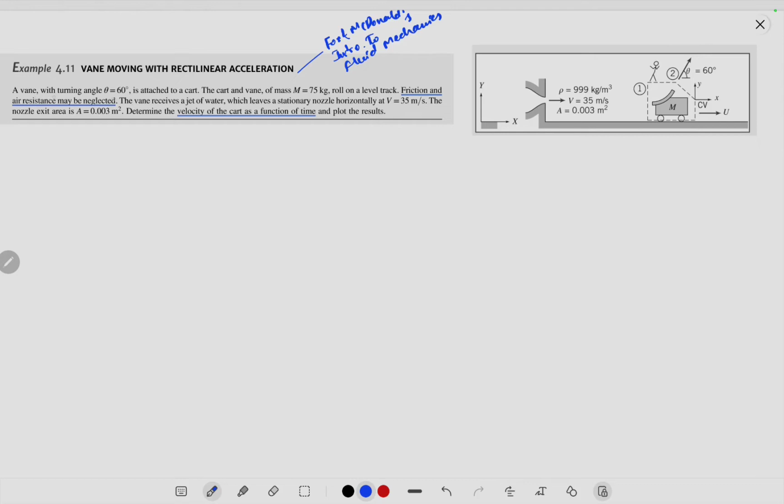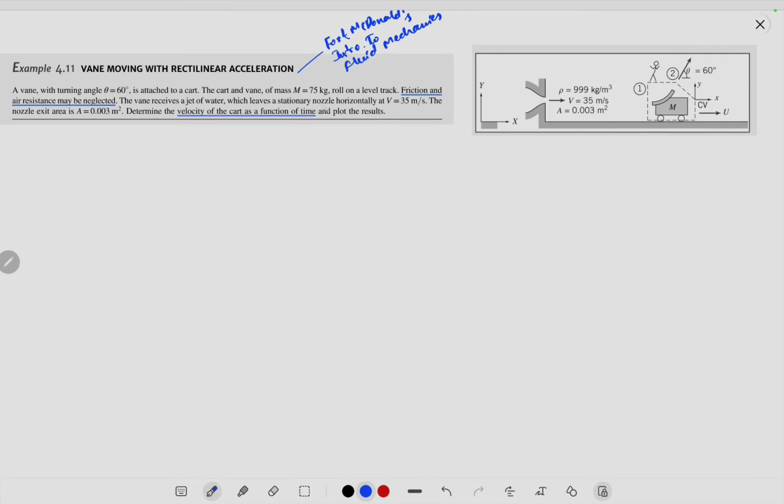A vane with turning angle theta equal to 60 degrees, so this angle here given as 60 degrees, is attached to a cart. The cart and vane roll on a level track. Friction and air resistance can be neglected. So this time we don't need to consider Rx, Ry. Okay, we'll see whether to consider Ry or not, but we don't need to consider Rx because Rx is actually the friction force.